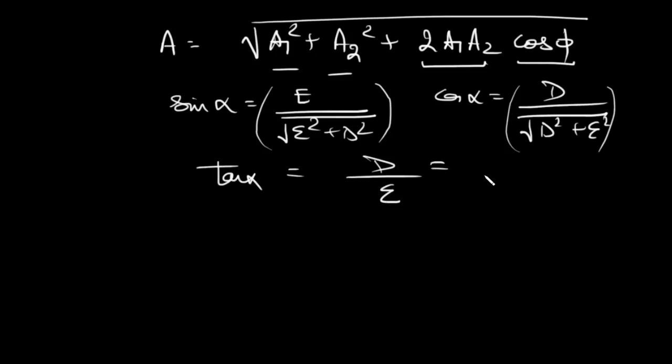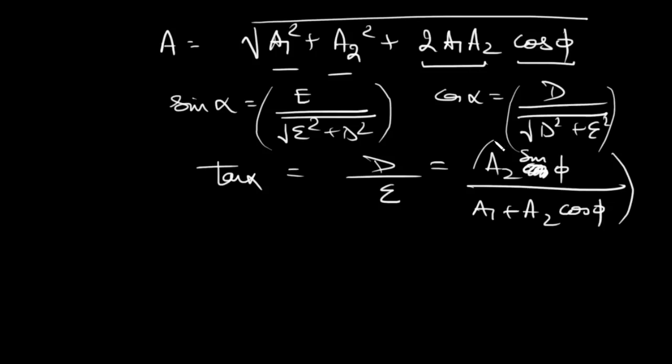Okay. And what will be this? This would be A2 cos of phi upon A1 plus A2 sin. No, A1 plus A2, sorry. This was A2 sin phi. Yeah. A2 sin phi upon A1 plus A2 cos of phi. Okay. This is the answer.